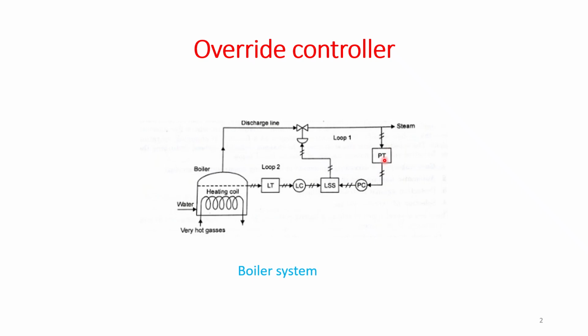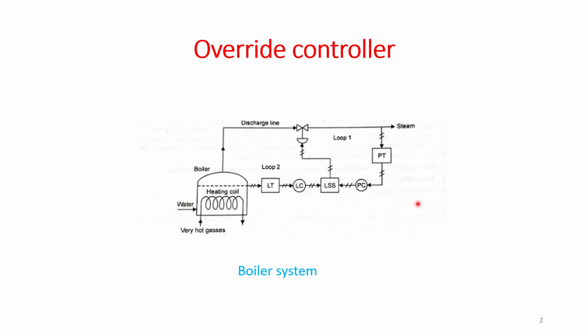Loop 1 tries to maintain the pressure of the steam as constant. If the water level goes beyond a certain level, then the loop will be switched to the second one, which controls the level in the boiler. So that is the override controller. The override controller takes the decision at the same time on which mode or which loop has to work, or which loop should be given preference.